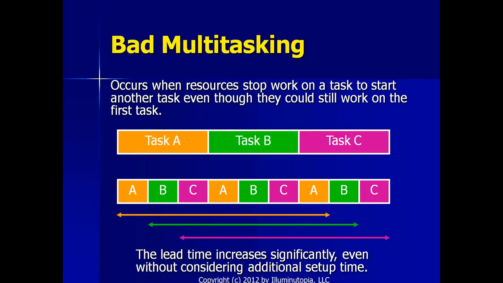Another behavior that is causing problems in project environments is called bad multitasking. This is a terminology that we use in TOC. It's not multitasking where you're doing two or three things at the same time, like talking on the phone and doing your email, whatever it is. When we refer to bad multitasking in TOC, we refer to working on one task without finishing it, and stopping working on that task to start working on another task, even though there's nothing preventing you from continuing to work on the first task.